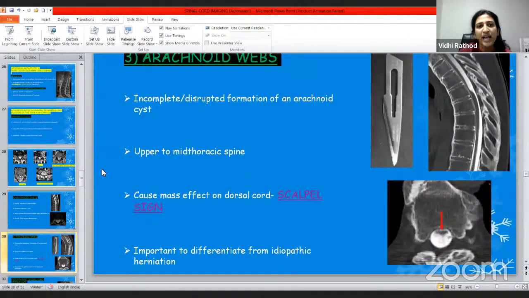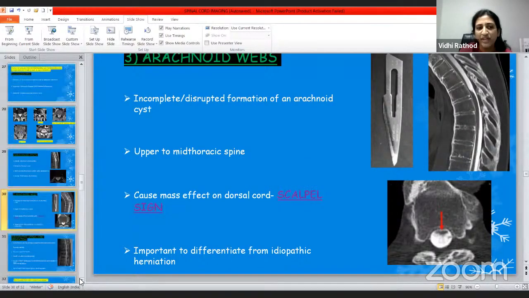Coming to the third entity, arachnoid webs. They are basically incompletely or disruptedly formed arachnoid cysts, most commonly located in the thoracic spine, and they have a characteristic sign, the scalpel sign. As we can see at this level, there is acute compression of the thecal sac, which gives the appearance of a scalpel. This scalpel sign helps differentiate arachnoid webs and idiopathic herniation. One more important point is there, by which we can differentiate both entities. We'll see that in the next slide.